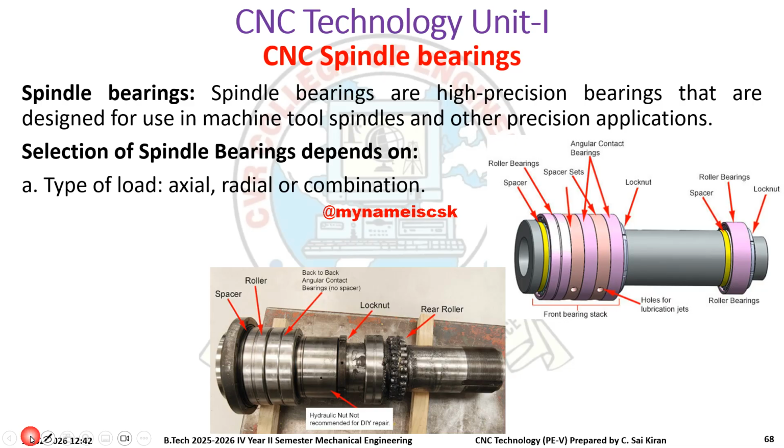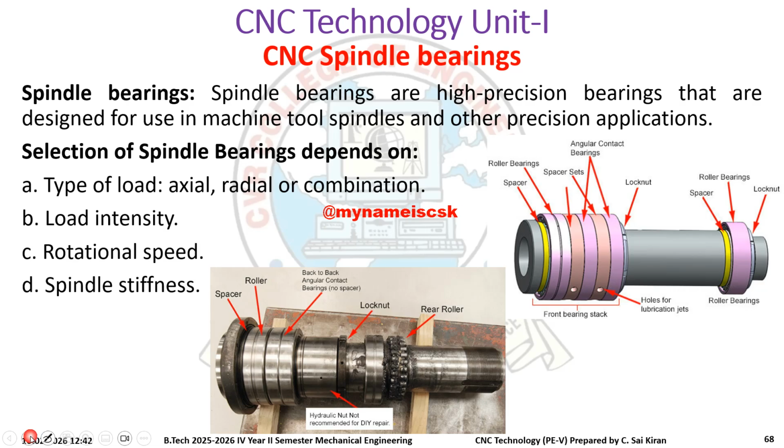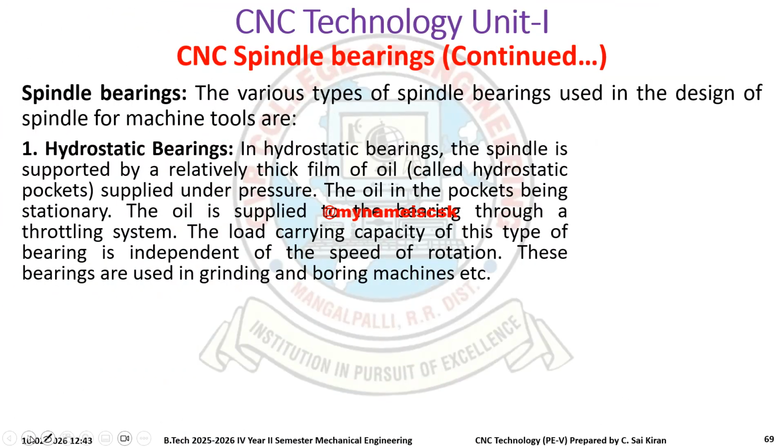Okay. So you have different types of spindle bearing depending upon the type of load, whether it is axial, radial, or a combination of axial load and radial load. Next, load intensity, how much load we are applying, and the rotational speed. Next, the spindle stiffness and the thermal stability. So we have to select the spindle bearing on these five factors.